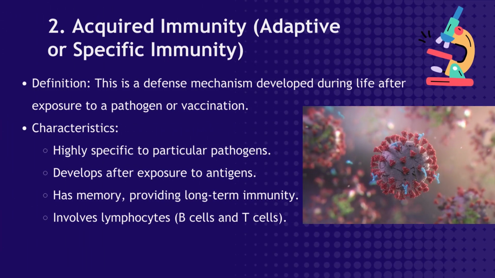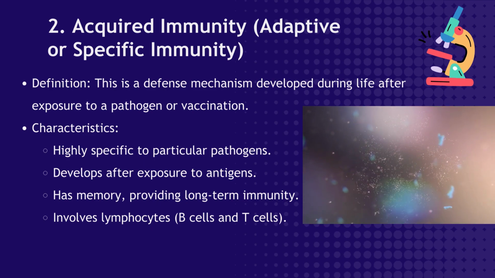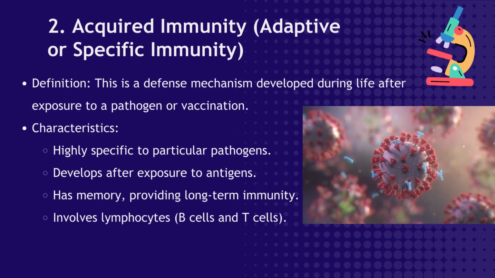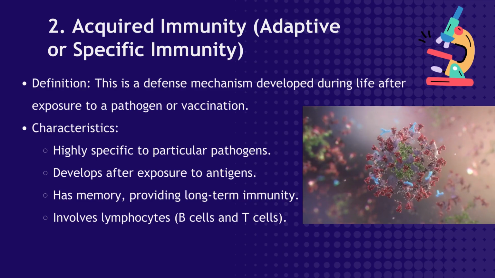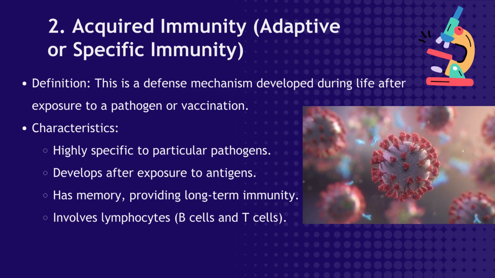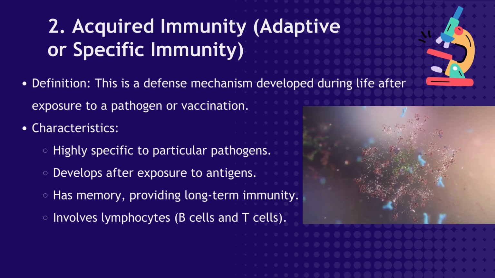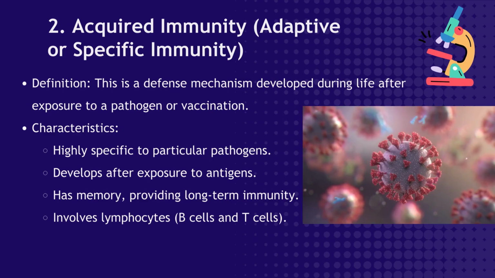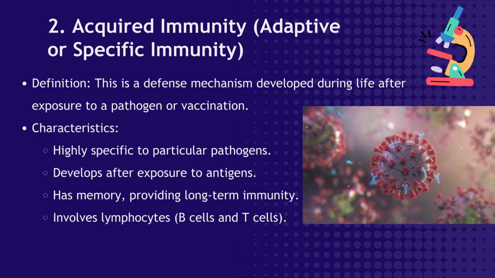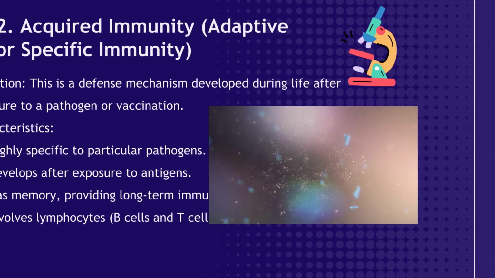Acquired immunity, adaptive or specific immunity. Definition: this is a defense mechanism developed during life after exposure to a pathogen or vaccination. Characteristics: highly specific to particular pathogens. Develops after exposure to antigens. Has memory, providing long-term immunity. Involves lymphocytes, B cells and T cells.